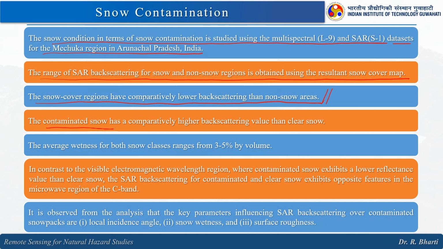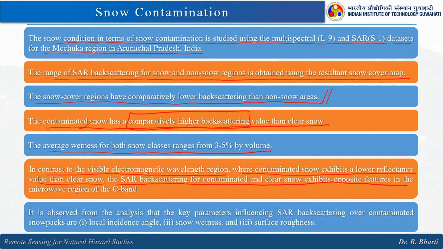The contaminated snow has a comparatively higher backscattering value than clear snow. So, now here we have come to a conclusion that the contaminated snow has comparatively higher backscattering value. The average wetness for both snow classes ranges from 3 to 5% of volume, in contrast to the visible electromagnetic wavelength region, where contaminated snow exhibits a lower reflectance value than the clear snow. The SAR backscattering for contaminated and clear snow exhibit opposite features in the microwave region of the C band.